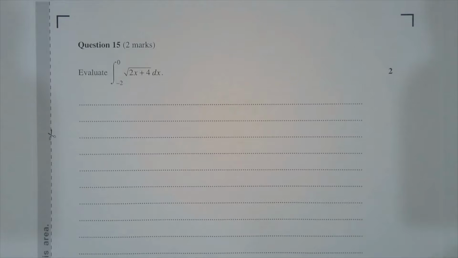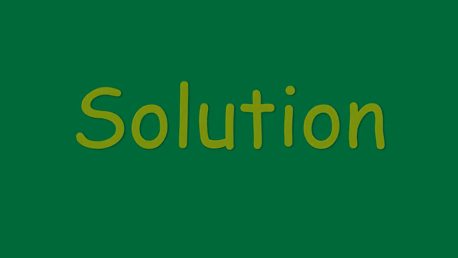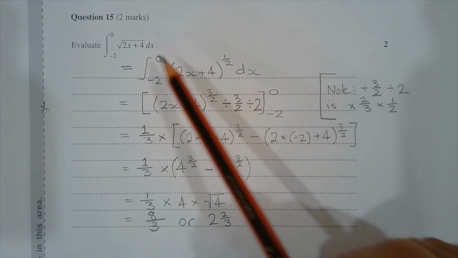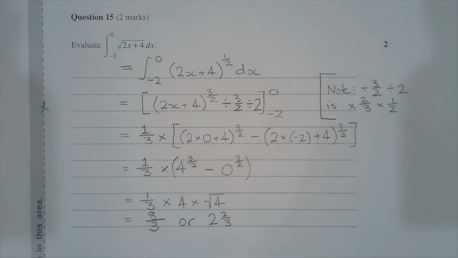Question 15. Evaluate the definite integral from x equals negative 2 to x equals 0 of the square root of 2x plus 4 dx. Firstly, we'll express the integrand using index notation. So the square root of 2x plus 4 is written as 2x plus 4 to the power of half.